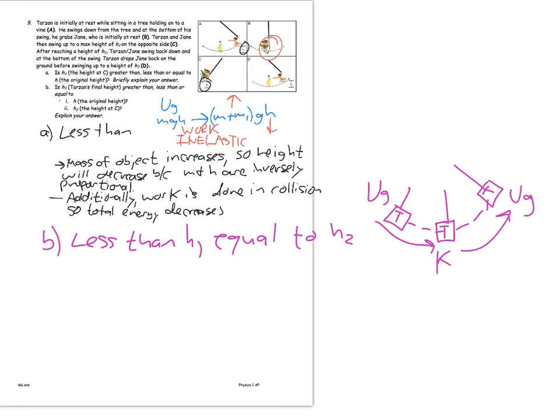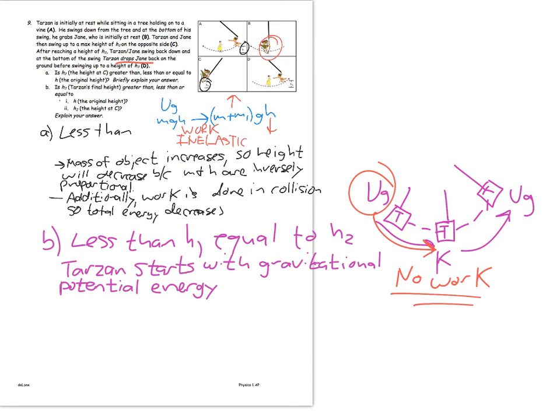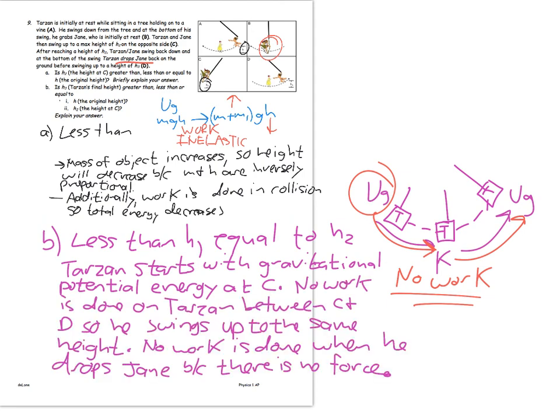Here's the important thing. Tarzan drops Jane at the bottom of his swing. When you drop someone, you're not actually exerting a force on them. So that means that at the bottom of the swing here, there is no work being done. So the gravitational potential energy that Tarzan starts with becomes the kinetic that he has at the bottom, and then is transferred back into gravitational potential. There's no change in energy. There's no gaining of mass like we had in the last one where there was the collision. There's no energy lost due to work.